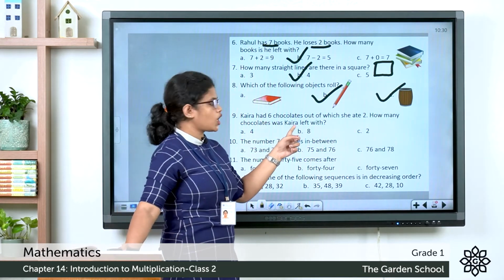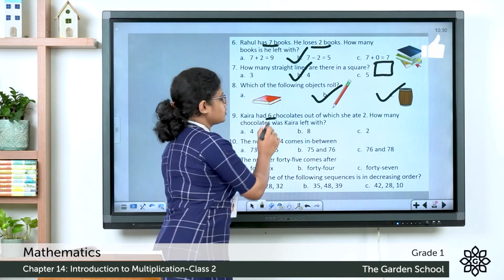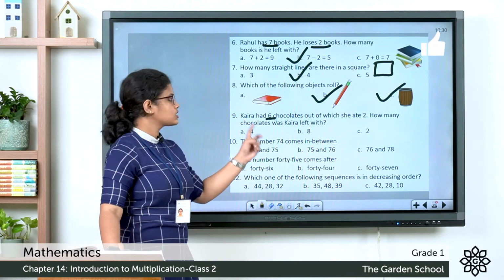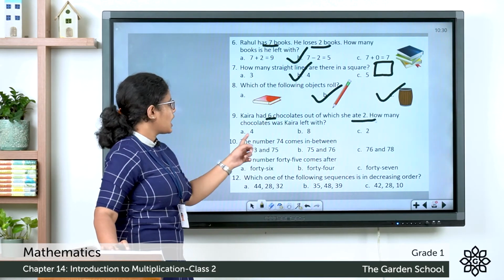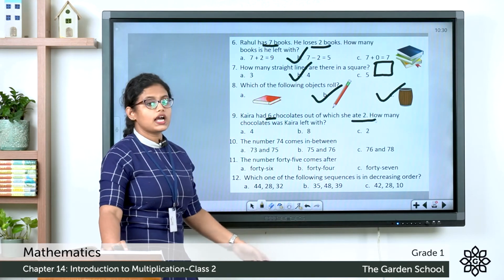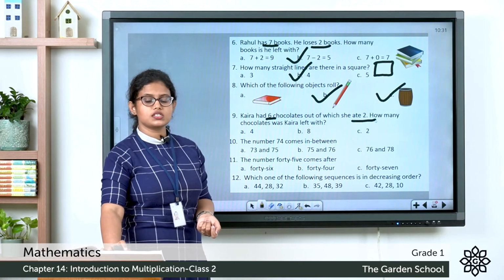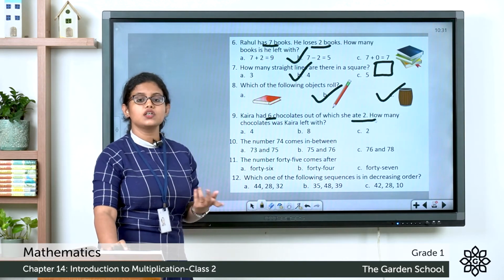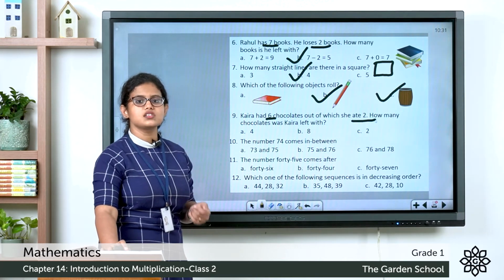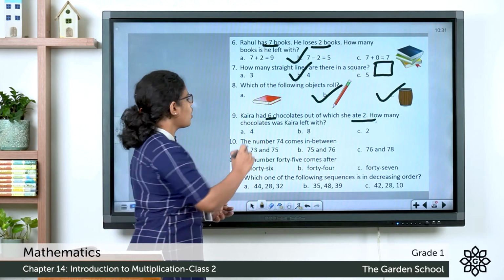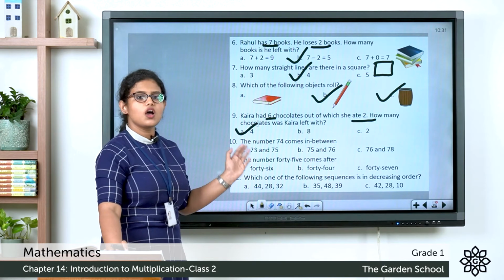Keira had 6 chocolates, out of which she ate 2. So, how many chocolates with Keira? 6. Out of that, she ate how many? 2. How many chocolates was Keira left with? She had 6 chocolates. Out of that, she ate 2. So how many left? You need to subtract. 6 minus 2. What is 6 minus 2? 4. So the answer is 4.